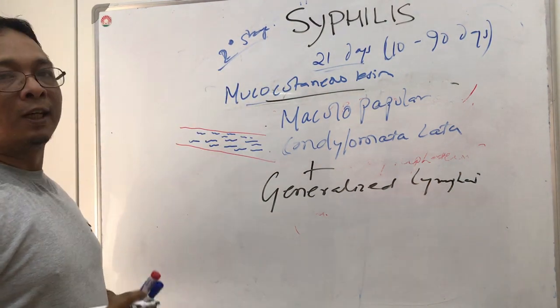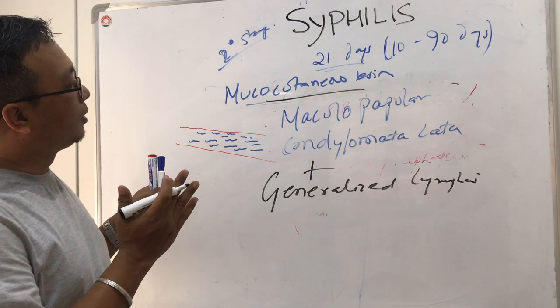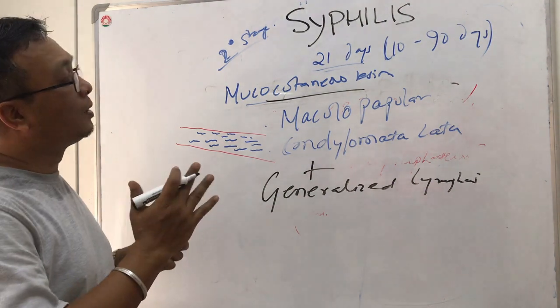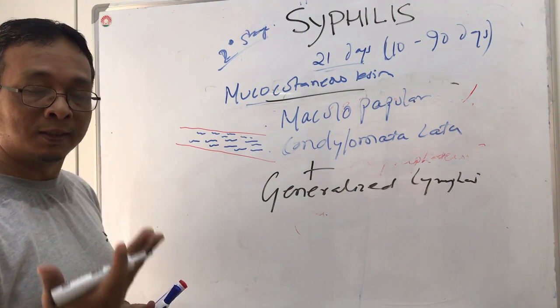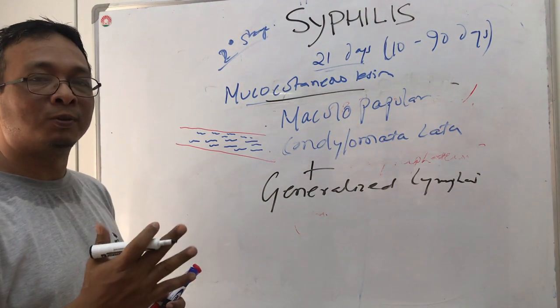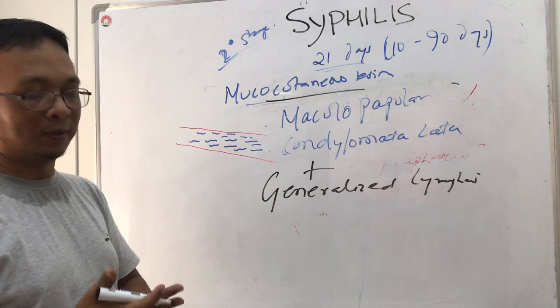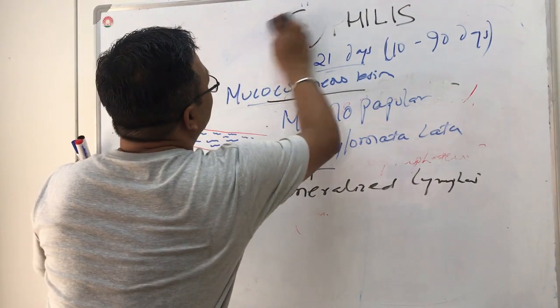This stage also lasts for 6 weeks. After healing of the chancre, after 6 weeks, there is development of the secondary stage. This secondary stage lasts for 6 to 8 weeks, and after that it can go to the latent stage. So after this we can go to a latent stage.